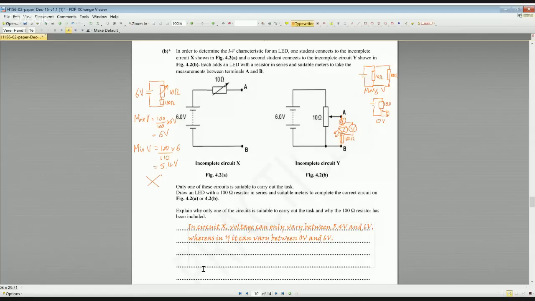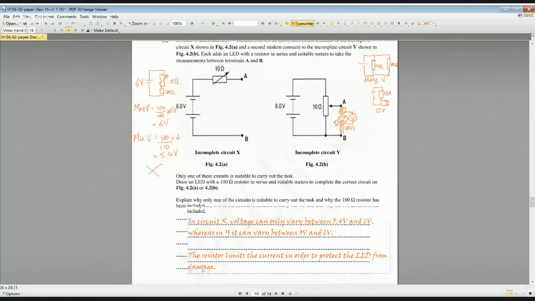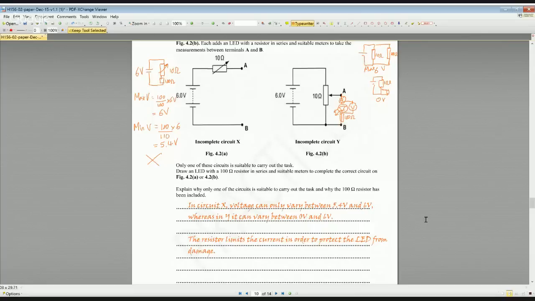And the final point of the question, it says, explain why one of the circuits is suitable to carry out the task. Well, we've done that, and we've shown our working as well regarding the potential divider equation. But why is the 100 ohm resistor there in the first place? Well, the job of the resistor is to limit the current in order to protect the LED from damage. That was a pretty tricky 6 mark question, mainly just for trying to understand how these two circuits work.